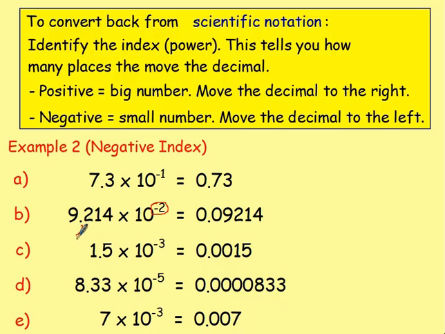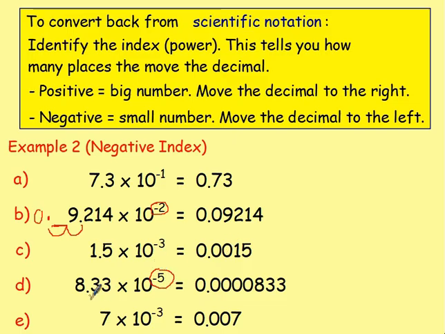So if we had the -2, it meant we moved the decimal back 1, 2 places, so the decimal ended up here. So we had our 0 point, and then we had a space. So with the space, we filled the space in with a 0. Good. So we had 0.0, then the 9, then the 2, then the 1, then the 4. So we had 0.09214.